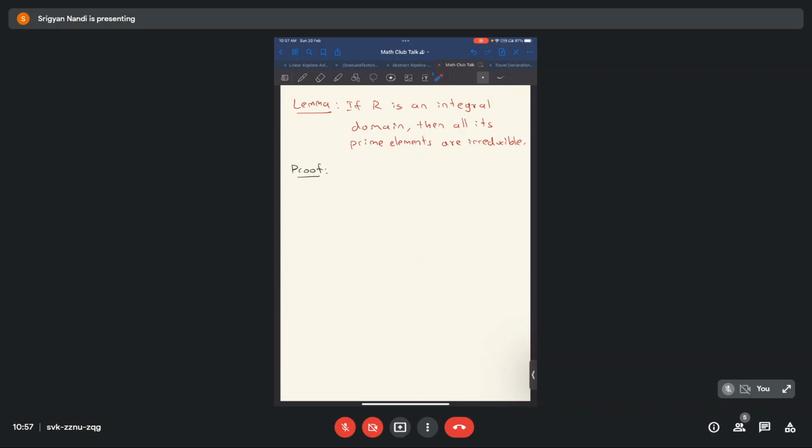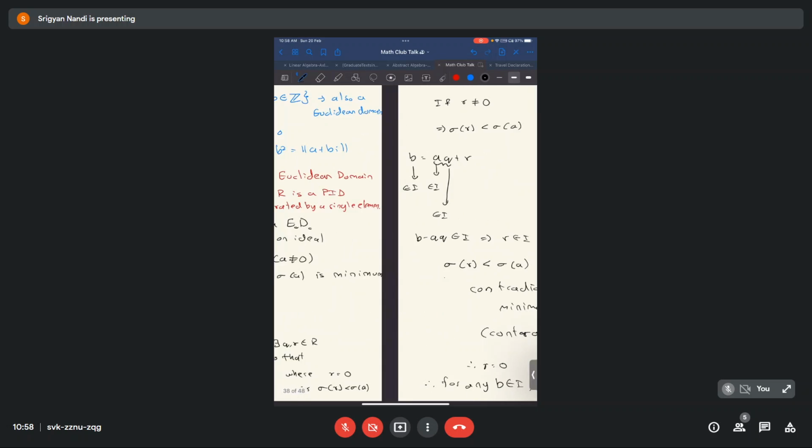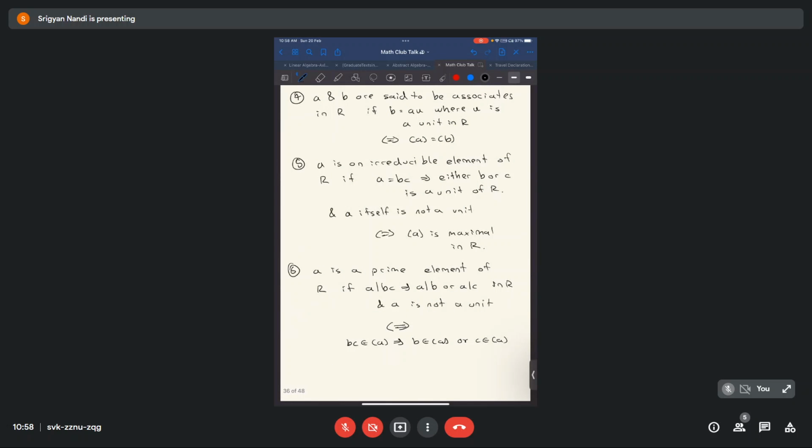Now we already showed that Euclidean domains are in fact principal ideal domains. So if this was the space of Euclidean domains, then it is contained in the space of principal ideal domains. Now, if R is an integral domain, then all its prime elements are irreducible. And remember, there is a difference between the definition of prime and the definition of an irreducible, which I will go back to.